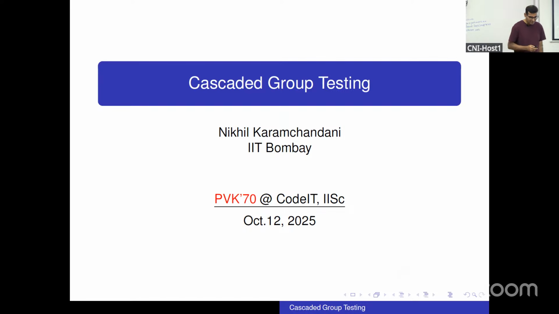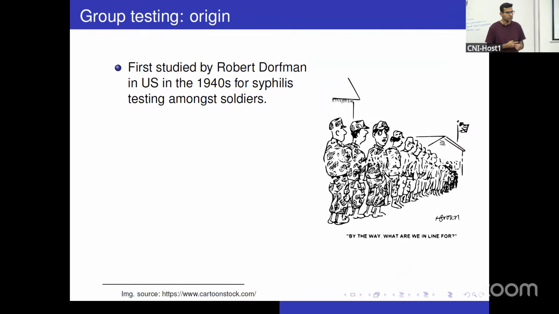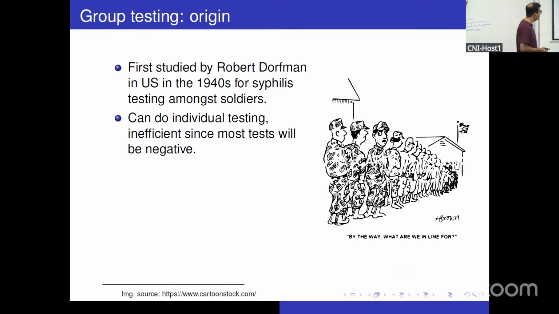It's been really fun. So I'm going to talk about a variant of the group testing problem that we've been looking at. To begin with, I'll give a short introduction to group testing for those who might not have seen this before. The group testing problem was first studied by Robert Dorfman in the context of testing for syphilis among soldiers returning from the World War. They quickly realized that while they could do individual testing of the soldiers, the problem would be too huge in terms of scale and very inefficient because most tests would be negative.